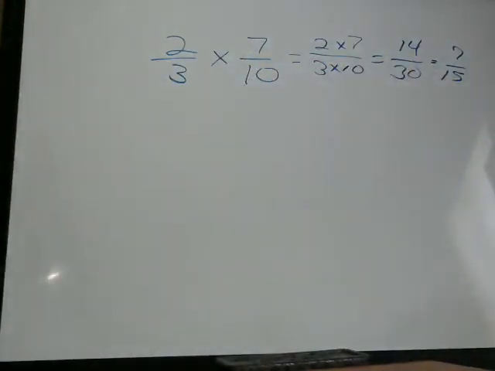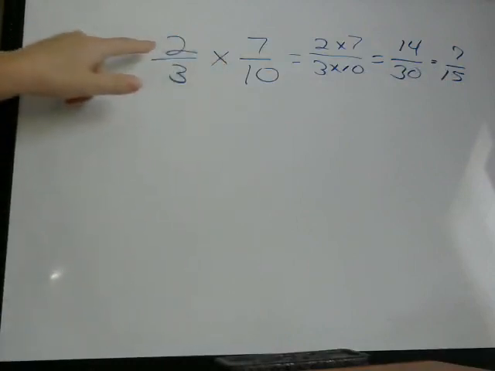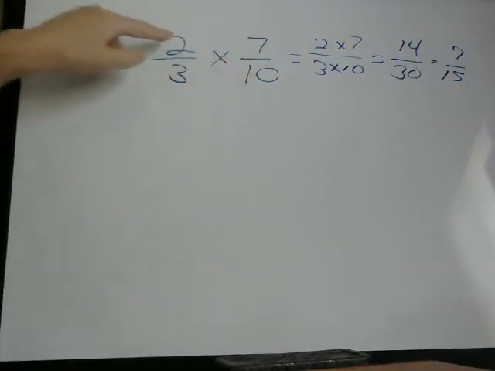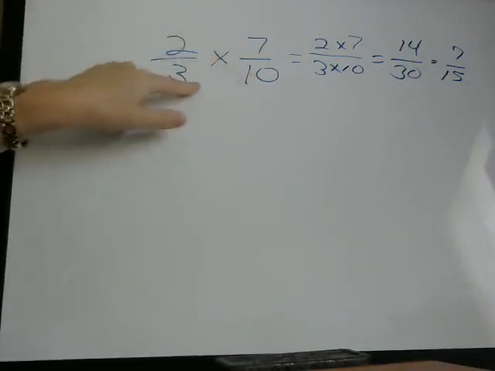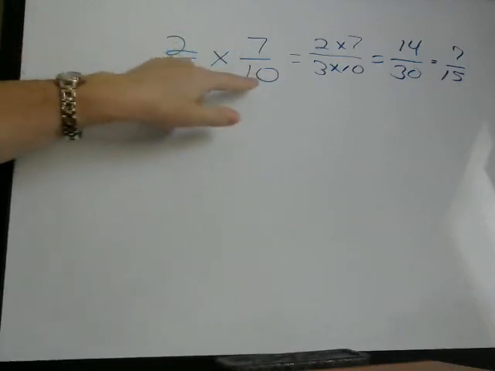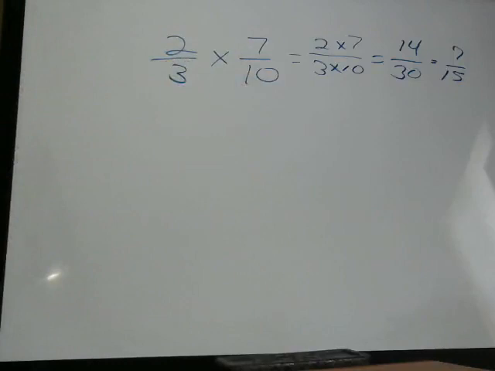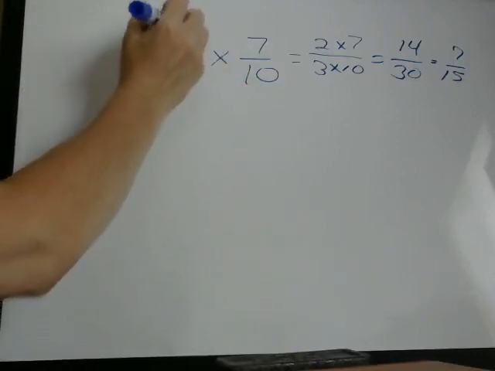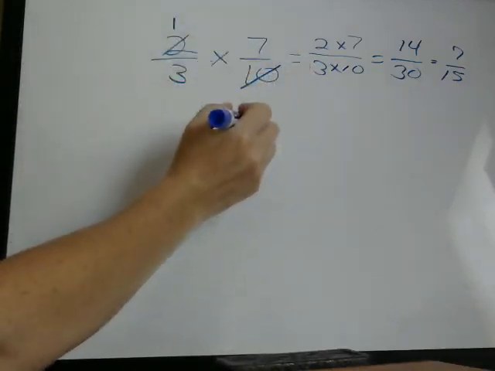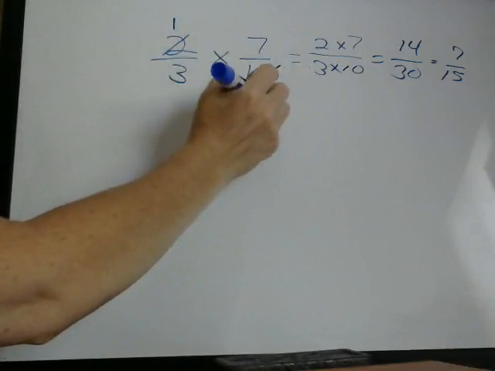How you can also think about it is what we call canceling. It's the same idea as lowest terms, but now you're looking at the diagonals. So 2 and 10 and 3 and 7. What number can go into 2 and 10 evenly? Well, both of those can be divided by 2. So 2 divided by 2 is 1, so we make that a 1. 10 divided by 2 is 5, so we make that a 5.